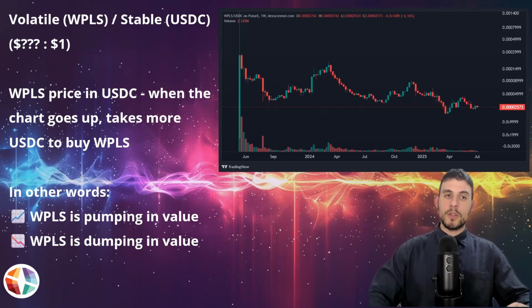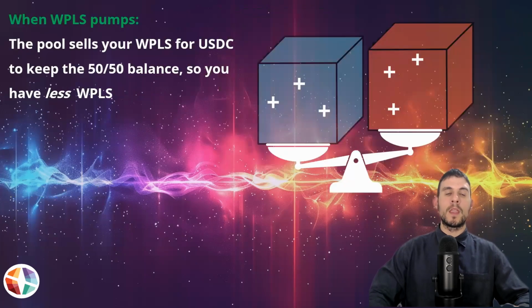So when the chart goes up, it takes more USDC to buy Pulsechain, and when it goes down, it's less USDC. So in other words, when Pulsechain is pumping, when the chart is going up, Pulsechain is pumping in value. When the chart is going down, Pulsechain is dumping in value. So when Pulsechain pumps, the pool sells your Pulsechain for USDC to keep the 50-50 balance. So you have less Pulsechain.